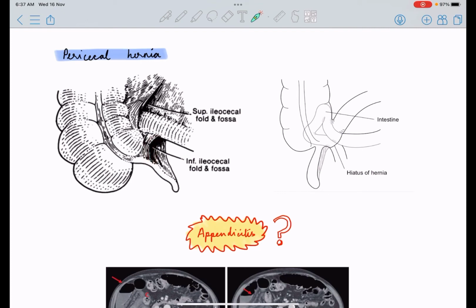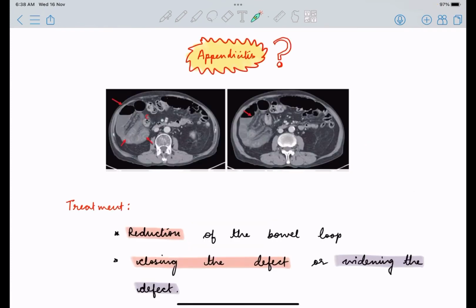Usually these fossae or these folds are very small in size, therefore the bowel is usually not herniating through them, but in case these fossae are large, the bowel herniates through them like this and forms a pericaecal hernia. We must understand that in pericaecal hernia, the loop of bowel herniates towards the right iliac fossa.